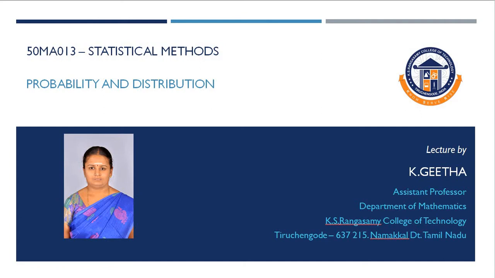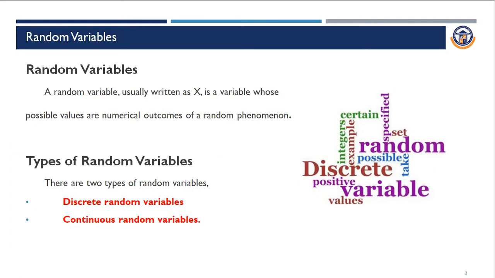Course name is Statistical Methods. In this course, we have 5 modules. The first module is Probability and Distribution. First topic is Random Variables. A random variable, usually written as x, is a variable whose possible values are numerical outcomes of a random phenomenon.